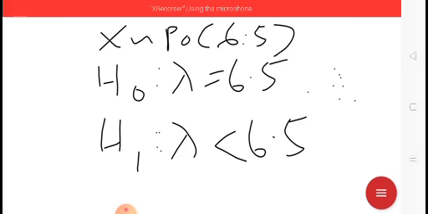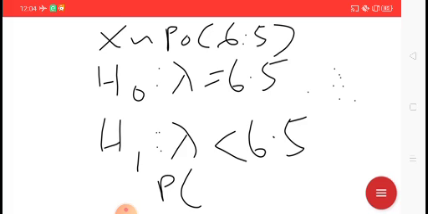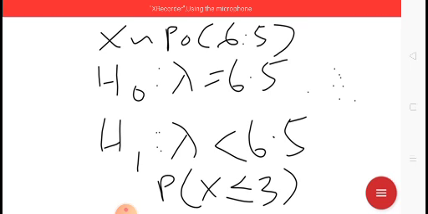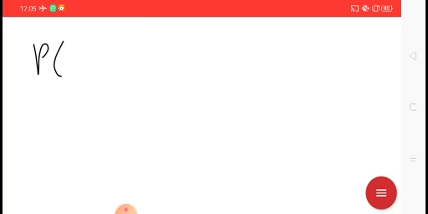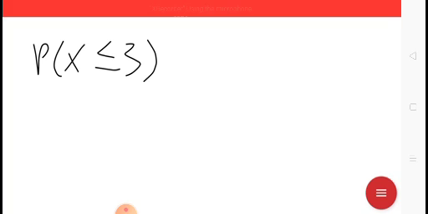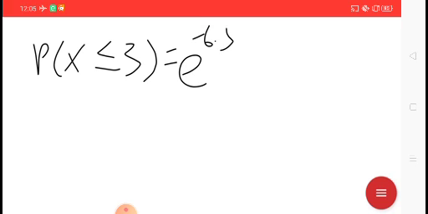For this question, what you need to find is P, because you want to test smaller, so P(X smaller than or equal to 3). You have to include the test value, so smaller than or equal to 3. You need to find the probability for this area. So now we proceed to find the probability for this area. When we find P(X smaller than or equal to 3), for Poisson, you can put the exponential e outside.